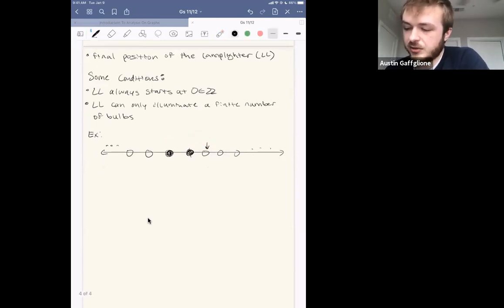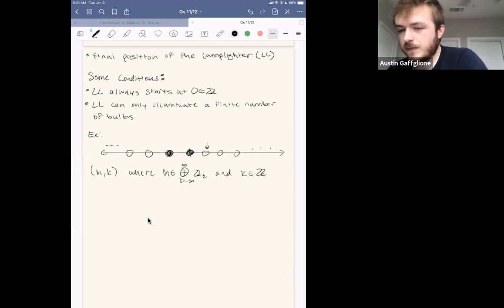So we can actually encode this information from a lamplighter picture as an ordered pair. So I can encode it as H comma K, where H is a member of this bi-infinite direct sum of Z2, and K is an integer. So in this particular case, H encodes the number of bulbs illuminated, and K encodes the final position of the lamplighter.